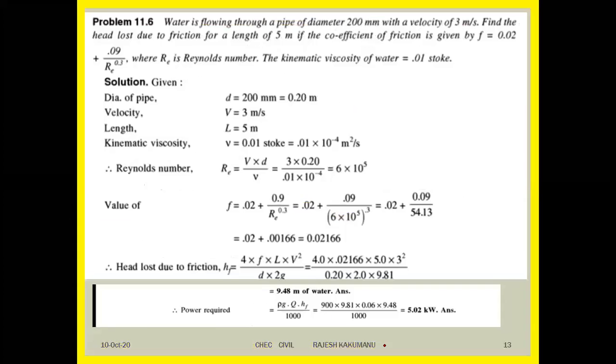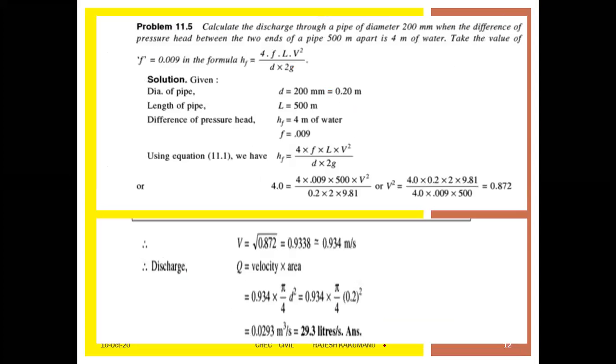Now, let's see the next problem. Coming to the next problem, calculate the discharge through the pipe. Diameter is 200 mm, when the difference of the pressure head between the two ends of the pipe 500 m apart is 4 meters of water. Take the value of F. F value is already given, in the formula, as I said.